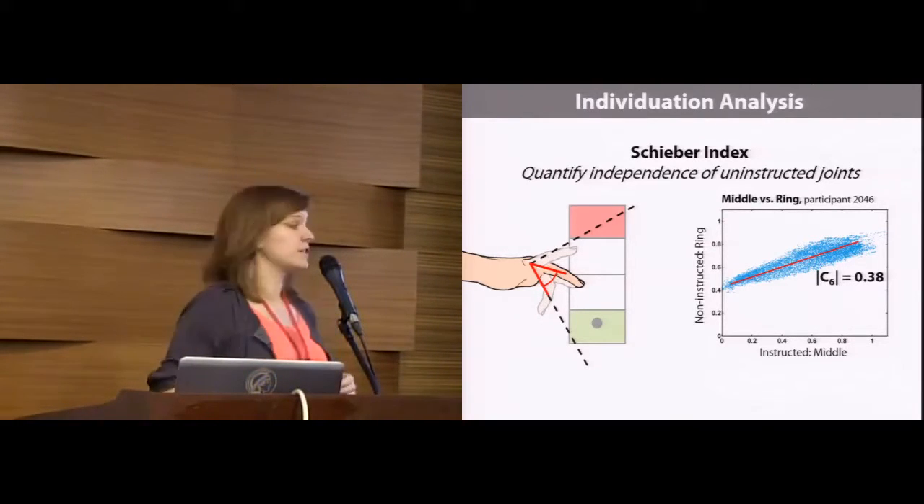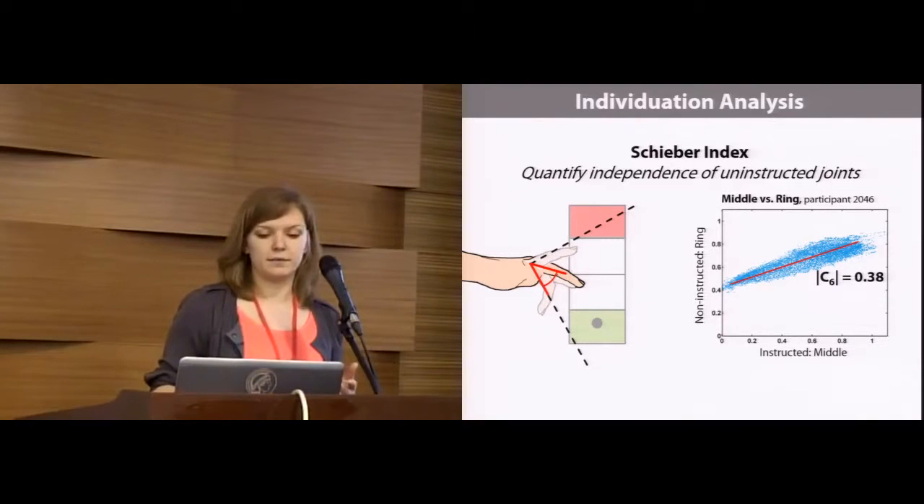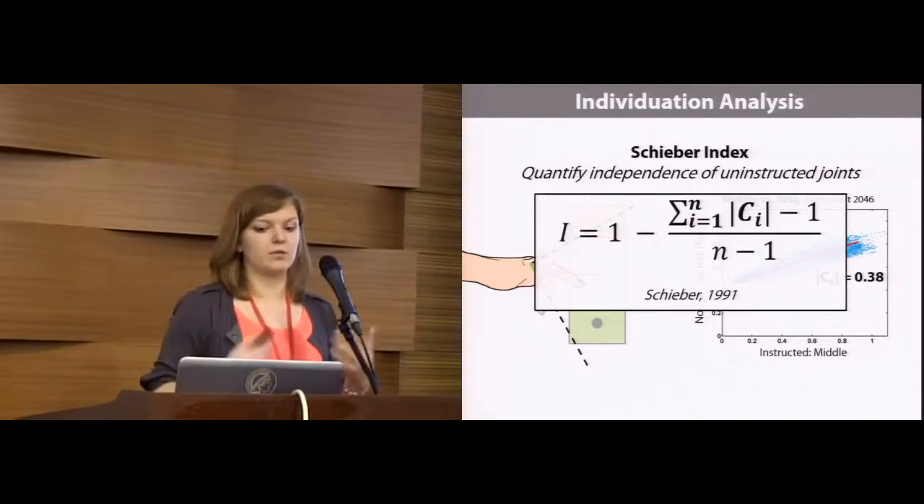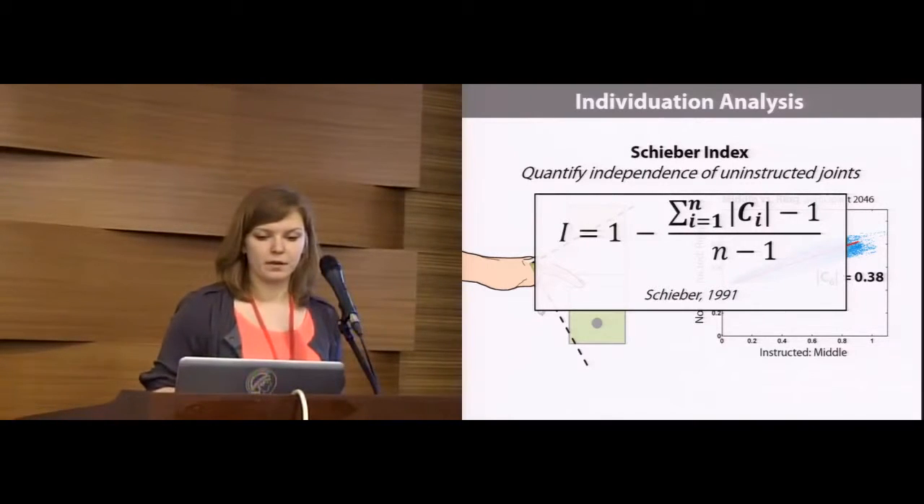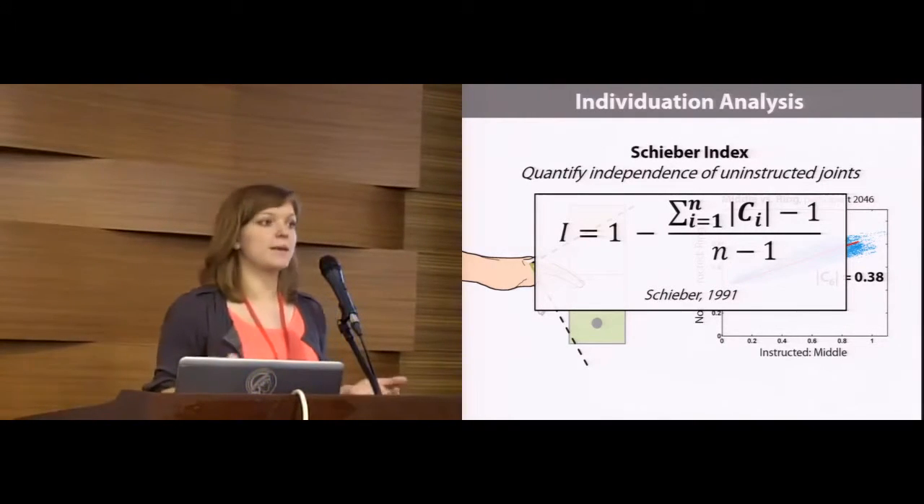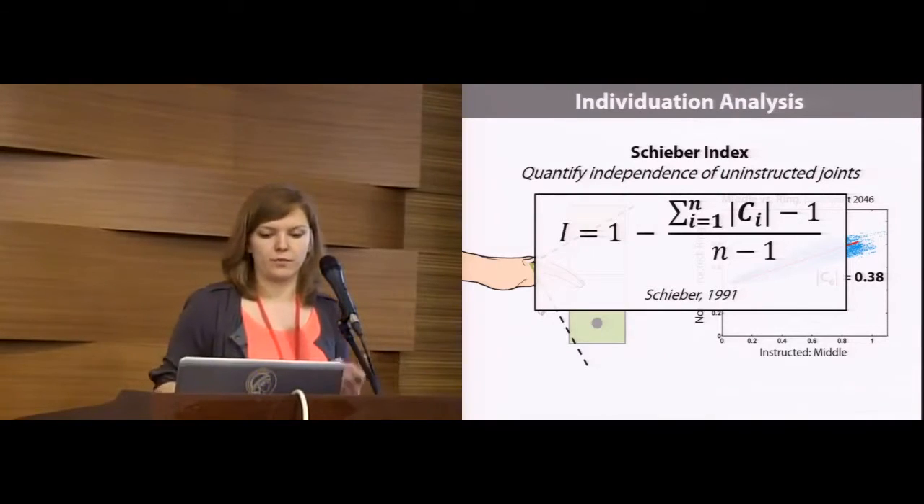So we use these slopes of these fitted lines. We do that for all the other fingers that are not instructed, and take the average of that to compute the Shiba index. So this is a measure for the independence of the fingers.